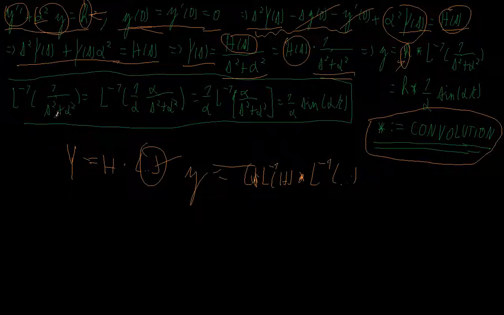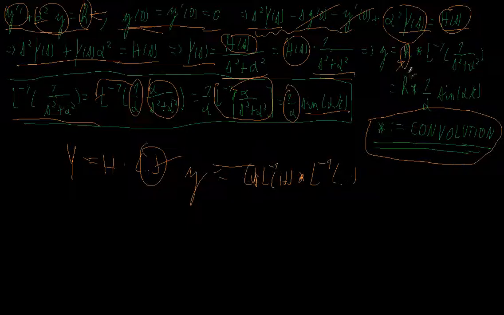Well, remember that 1 over s squared plus alpha squared, we can write it as 1 over alpha times alpha over s squared plus alpha squared. And so you take the 1 over alpha in front because it is a coefficient. And now here you have alpha over s squared plus alpha squared, and the inverse Laplace transform of that is simply sine of alpha t. And then, as I said, we keep our 1 over alpha here in front. And so we can write it like that. So we have the convolution of h and 1 over alpha times sine of alpha t.